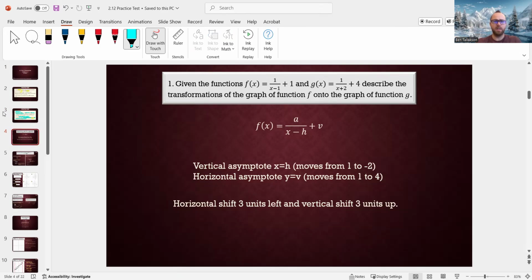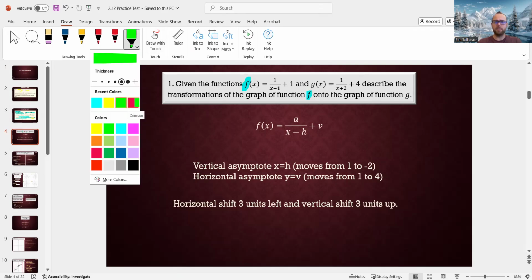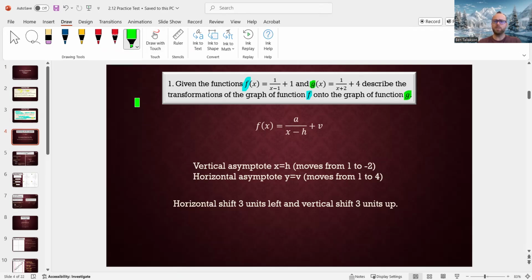Given the functions f of x and g of x, describe the transformations of the graph of function f onto the graph of function g. That is worded a little bit strangely. What it's really saying is, if you look at function f first, and then look at function g, what's changing? Well, let's look at our functions and we can clearly point out the differences.